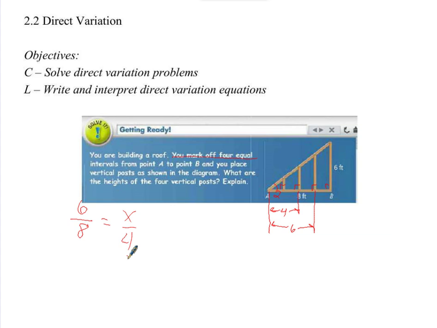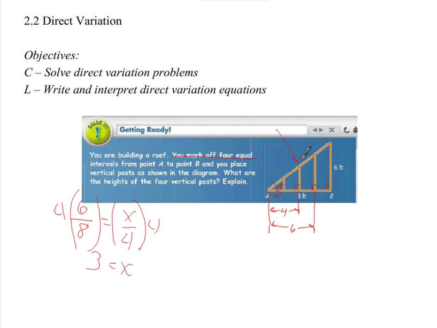So how do we solve proportions? How do we solve this proportion easier than cross multiplying? How do we get x by itself? Multiply both sides times 4. Cross multiplying does get the job done, but in this case you don't have to. Just multiply both sides by 4. And that gets x by itself on the right equals 4 times 6 is 24. 24 divided by 8 is 3.